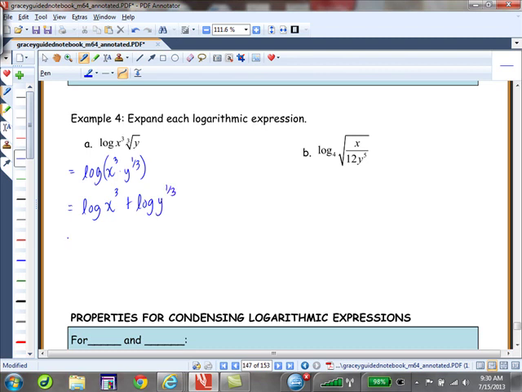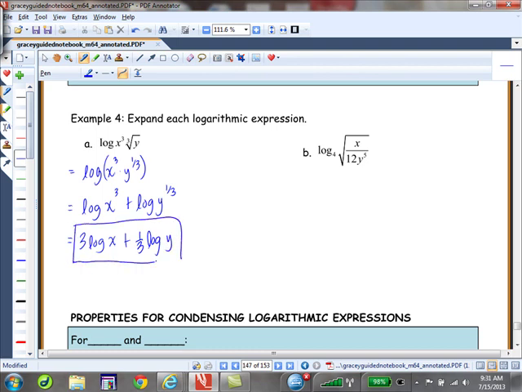And now we can use that power rule. Bring the powers to the front as a multiplier. Oops. And we're done.